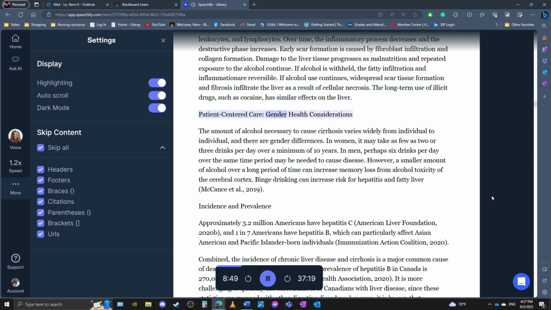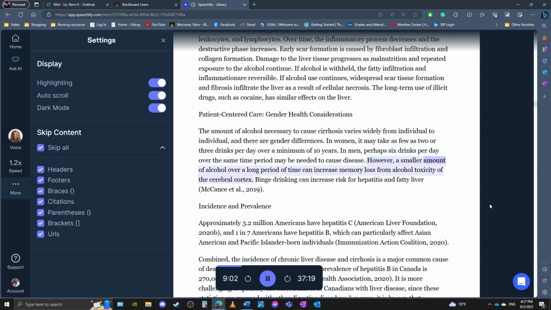Patient-centered care, gender health considerations. The amount of alcohol necessary to cause cirrhosis varies widely from individual to individual, and there are gender differences. In women, it may take as few as 2 or 3 drinks per day over a minimum of 10 years. In men, perhaps 6 drinks per day over the same time period may be needed to cause disease.